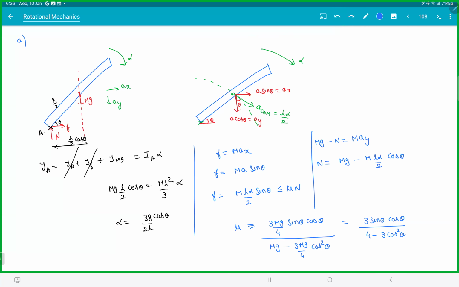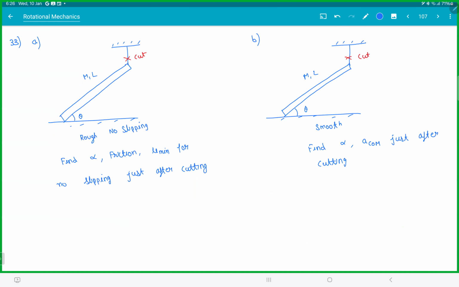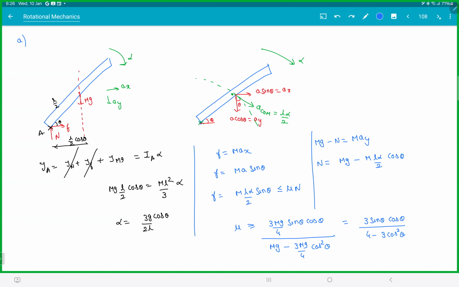Please check any step you're not convinced about or not clear on. If you're clear with this, go ahead with the second problem. What if the ground is smooth? Find alpha and A center of mass. The problem looks very innocent, like a serial killer. So let's do the B part. Any doubts on the first part, please ask.